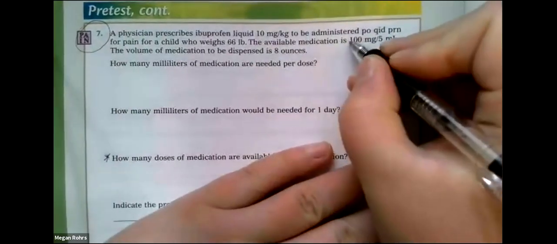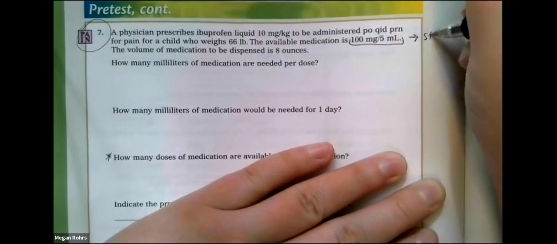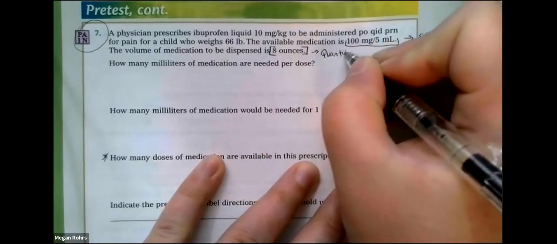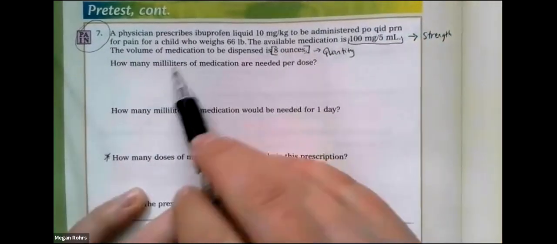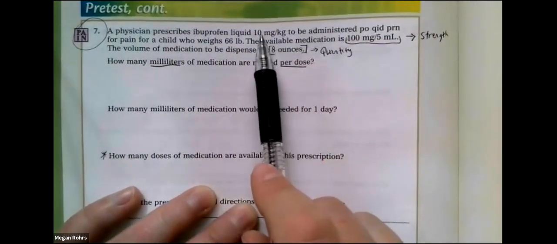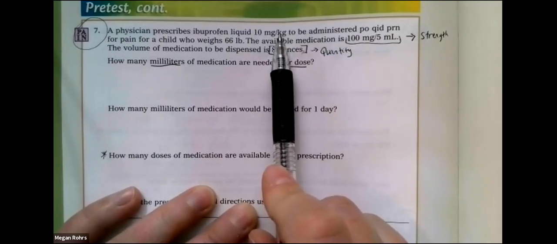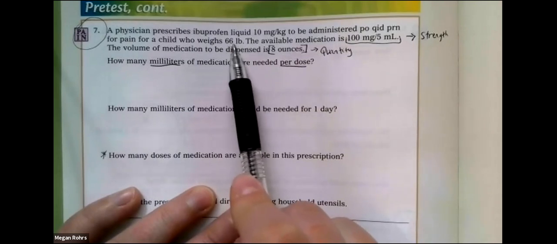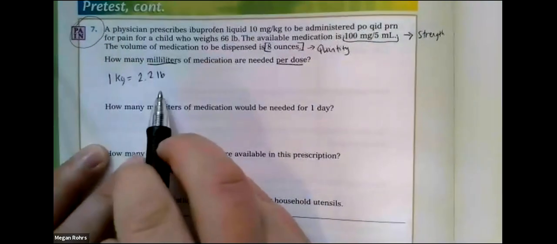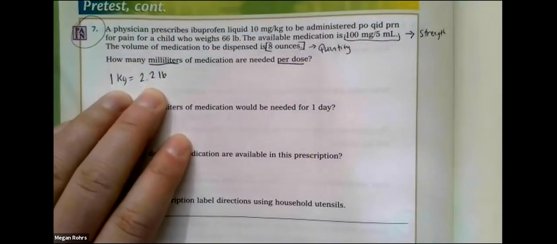Okay, so once again, we have our strength here. That is our strength. They're getting 8 ounces, so that's going to be our quantity or our dosage. Now it says how many milliliters are needed per dose. Well, all we know about our dose is that they need to be given 10 milligrams for each kilogram that they weigh. And what we know about the patient's weight is that they weigh 66 pounds. So the first thing I need to do is convert the 66 pounds into kilograms. So remember, 1 kilogram equals 2.2 pounds. So if we take this 66 pounds and we divide it by 2.2, we get 30 kilograms.